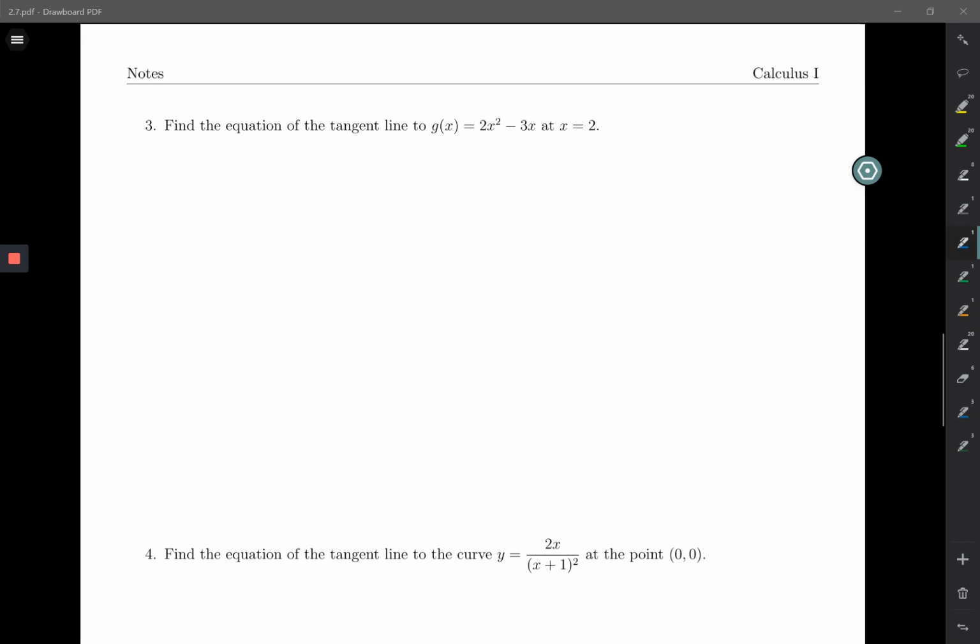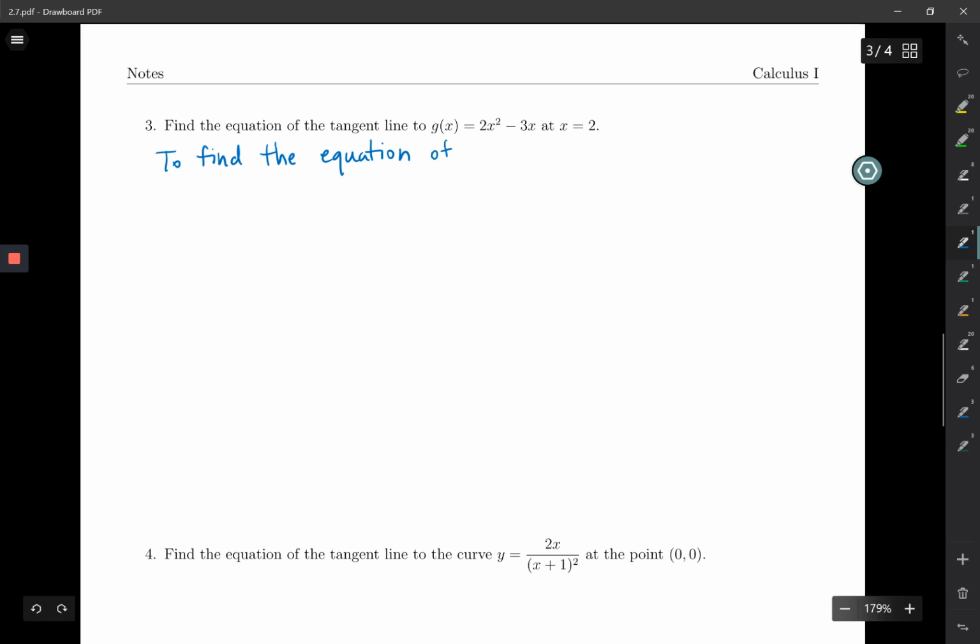Okay, so here are some examples. These are going to be a little bit different because we're not just computing the derivative, we're actually finding the equation of the tangent line. So to find the equation of the tangent line, well, we're just finding an equation of a line, and we know that to do that, we need to know a point on the line and the slope, right?